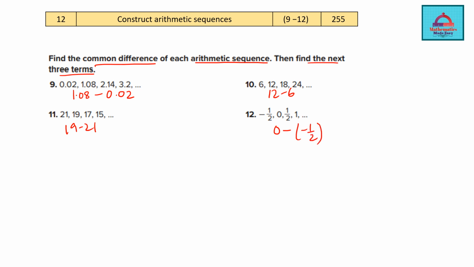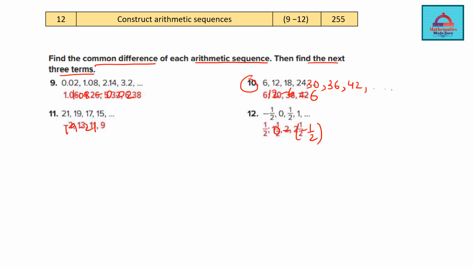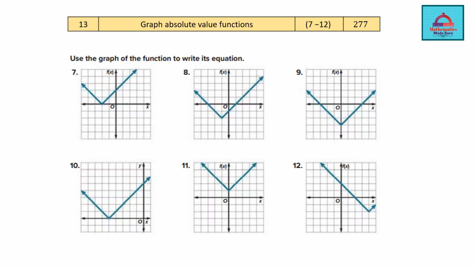So this is going to be the common difference, and then you can get the next term by adding the common difference. So if you want to find the next term for say this question, question number 10, then the common difference is 6, so you add 6, so the next term is 30, next term is 36, next term is 42, and so on. So similarly here you see the correct answers for the questions, and this is how it will be solved.